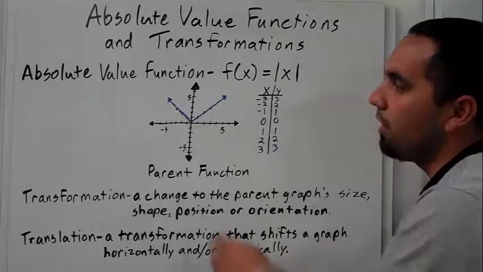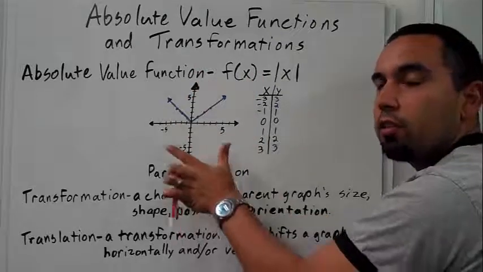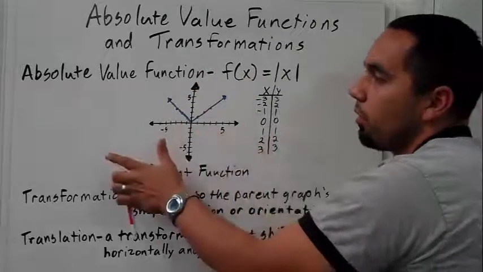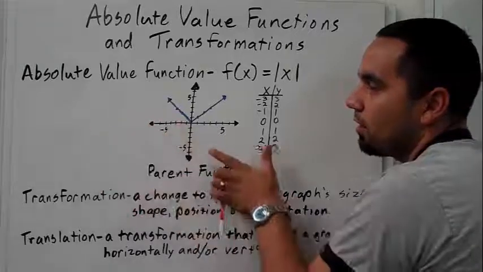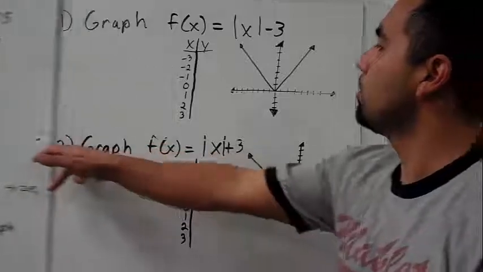So all of our graphs should look like this. They're just going to either move up, move down, move left, or move right. And that's left, that's right. So let's take a look at some examples so we can see what we're talking about.